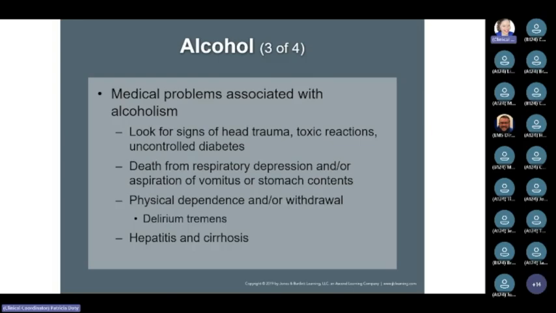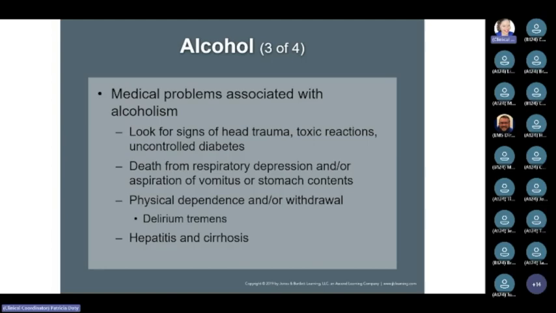So look for signs and symptoms of head trauma. Okay. Look for signs and symptoms of trauma anywhere. Old bruises, new bruises, bleeding, things of that nature. Also, toxic reactions. What if they're taking something else? What if they're already taking a hydrocodone for something, and then they drink excessive amounts over it?